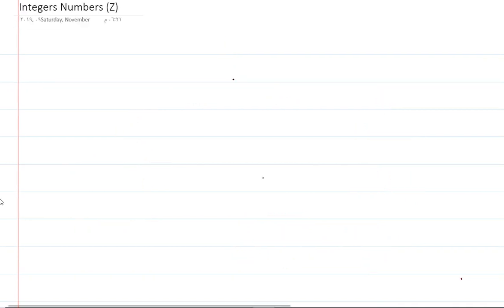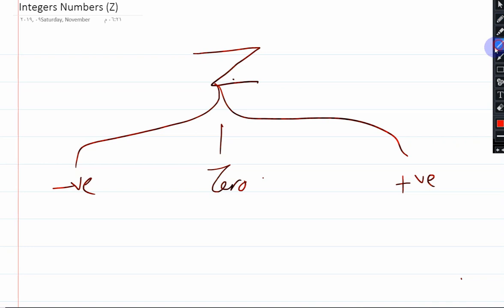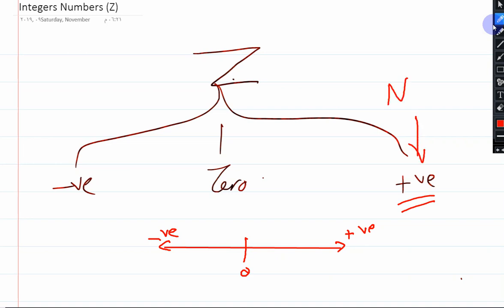What about the integer numbers? Integers are represented by Z, and it is the number line, all the number line in the negative side, zero, and also the positive side. This is what we have here. I have the number line, so I have 0, a negative side, and also the positive side. Just now we said the positive side is called the natural numbers.